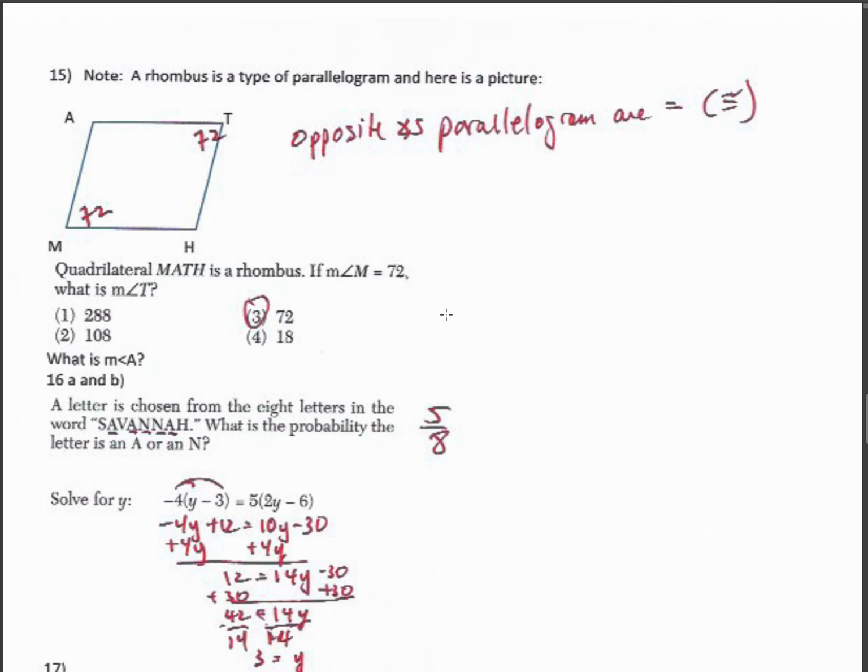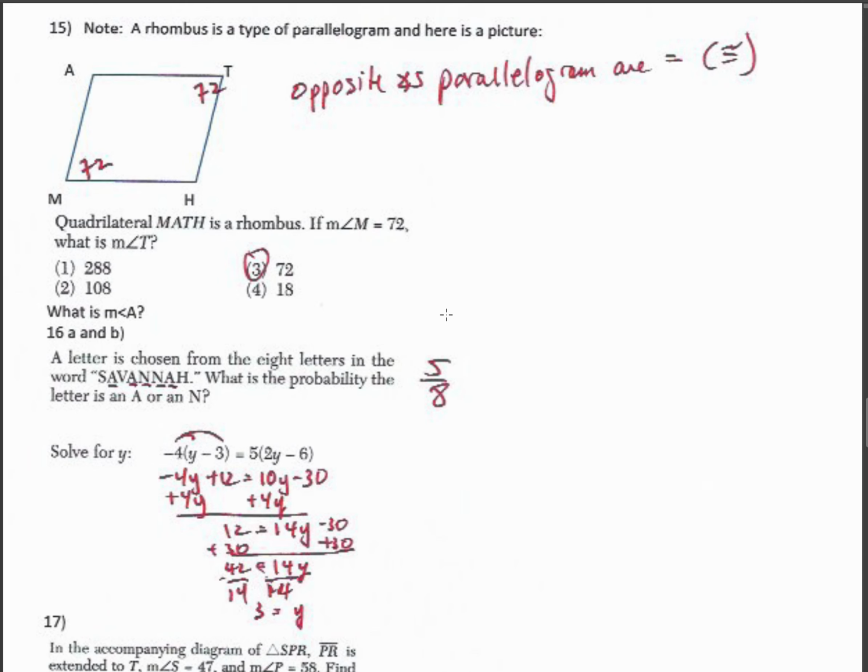Okay, number 15. They talk about a rhombus in this figure, and I wanted you to be aware that a rhombus is a particular type of parallelogram. It's a very important type of parallelogram where the diagonals are, among other things, perpendicular to each other. But it also has the properties of a parallelogram, such as the angles that are opposite from each other are congruent. So if angle M is 72, so is angle T also 72.